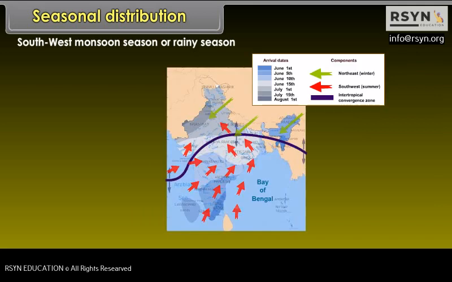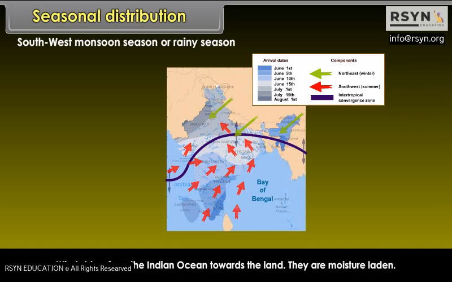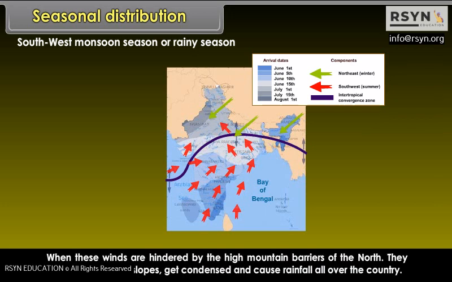Southwest monsoon season or rainy season. This season is characterized by the onset and advance of monsoon. Winds blow from the Indian Ocean towards the land. They are moisture-laden. When these winds are hindered by the high mountain barriers of the north, they ascend along their slopes, get condensed and cause rainfall all over the country.